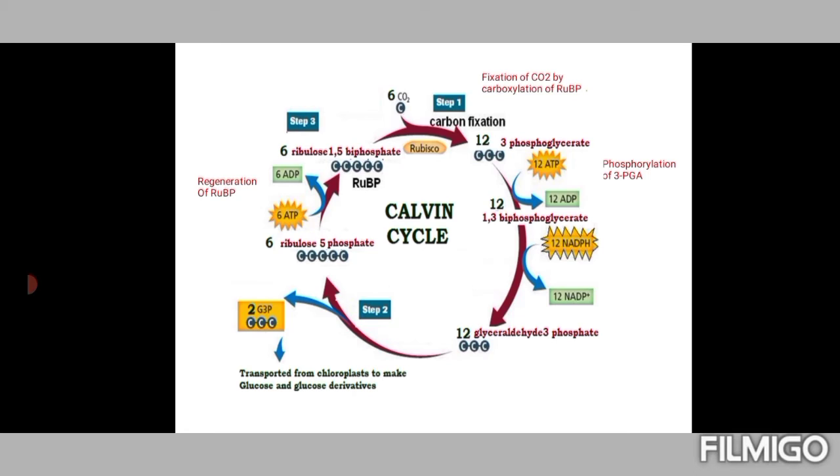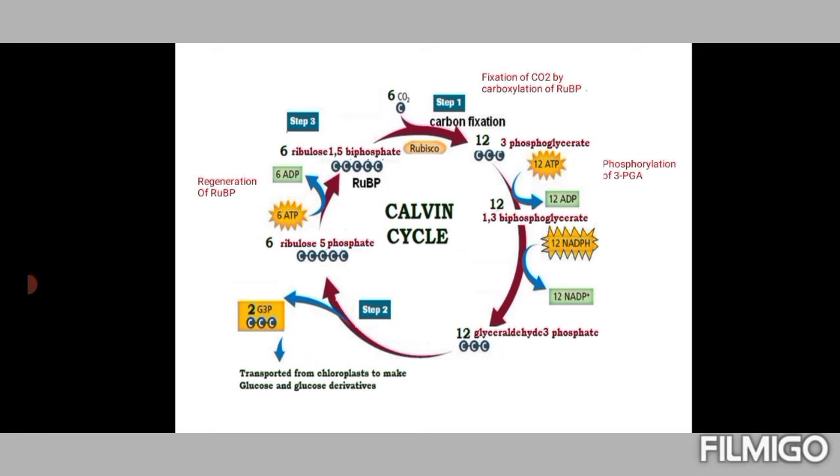This is called carbon fixation, fixation of carbon dioxide by carboxylation of RuBP, which is catalyzed by a particular enzyme, Rubisco, ribulose biphosphate carboxylase oxygenase, a unique enzyme in the living world. It's a very slow enzyme, so plants accumulate these enzymes in the leaves. That's why this is the most abundant enzyme or protein in the living world. It's very unique because it catalyzes carboxylation as well as oxygenation, two contrasting types of reactions.